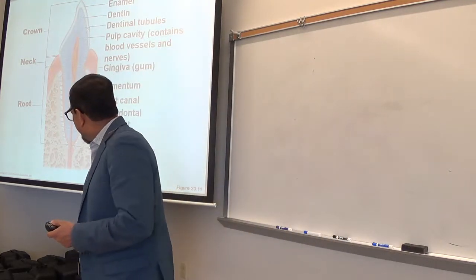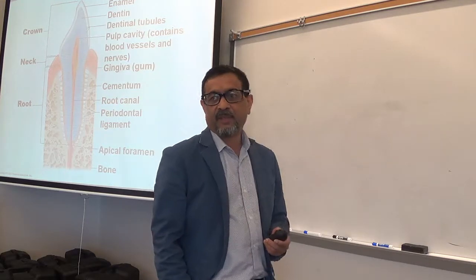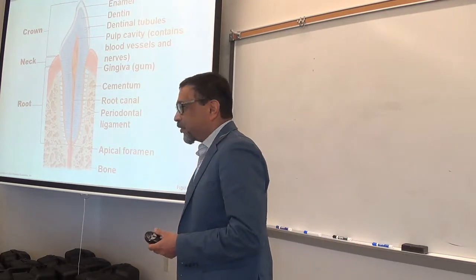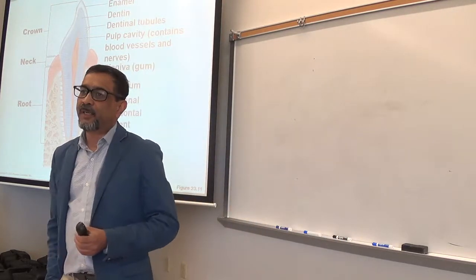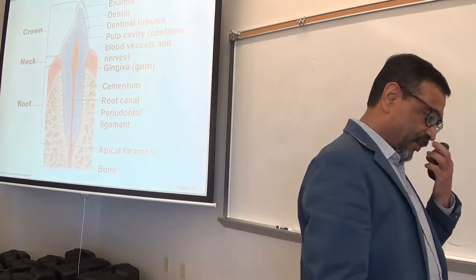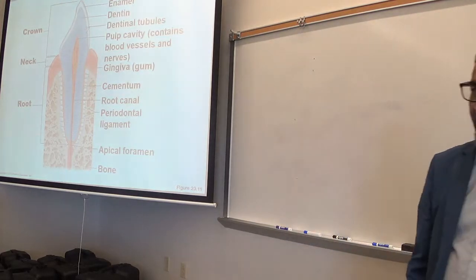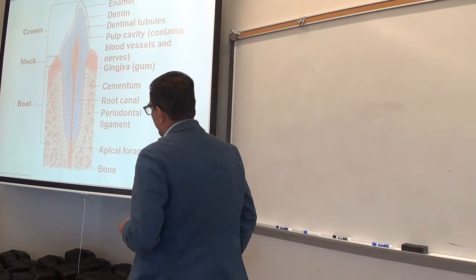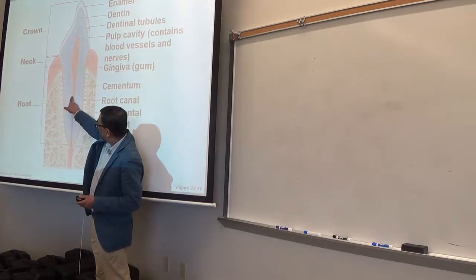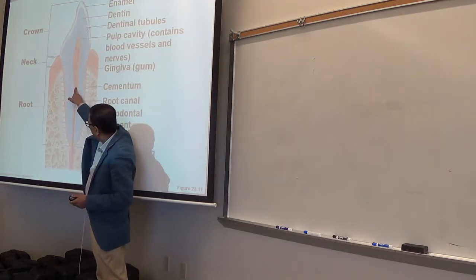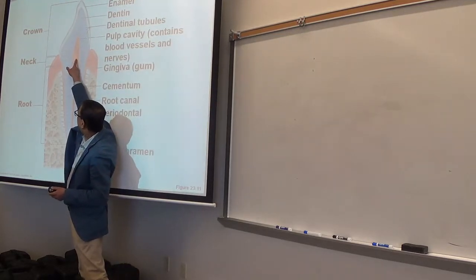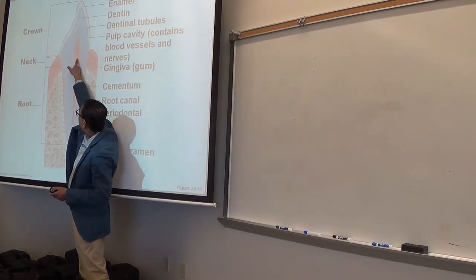And then the innermost part is the pulp. Pulp is a soft tissue located inside the cavity. So pulp is the soft tissue inside the pulp cavity. Now, in the innermost part of the root, the pulp cavity continues as a canal. So this is the pulp cavity, and inside the cavity you have the pulp, where you have the blood vessels and nerves, you see that.